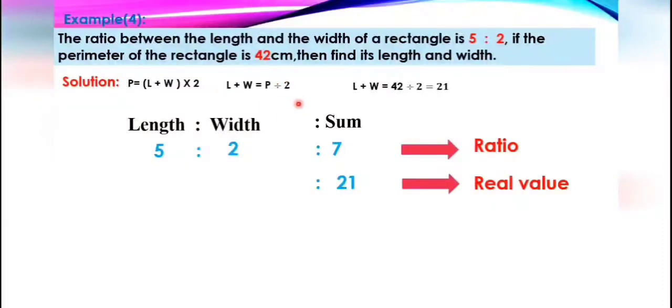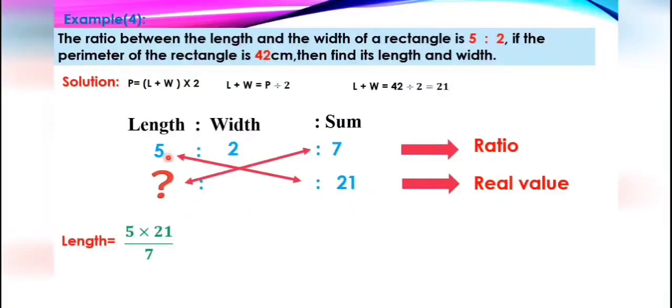Okay, so I have to delete these 2. I only need length plus width. I don't need times 2. So I will divide the perimeter by 2 to have only length plus width. So here 21. Don't write 42. So find the length by multiplying 21 times 5 divided by 7, equals, now it's easy, 15 centimeter.